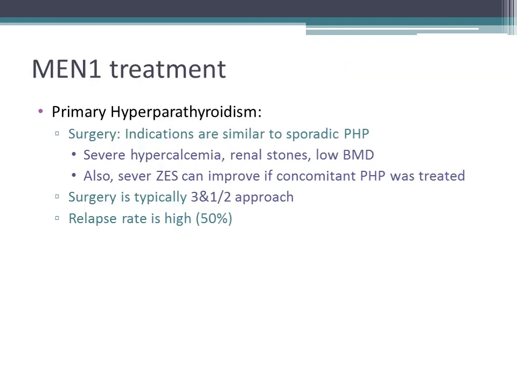So MEN1 treatment depends on the manifestation. For primary hyperparathyroidism, surgery is indicated, and the surgery indications are similar to that of the typical non-familial primary hyperpara. But they have severe hypercalcemia, renal stones, low bone mineral density. Also, severe ZES can improve if concomitant primary hyperpara was treated.